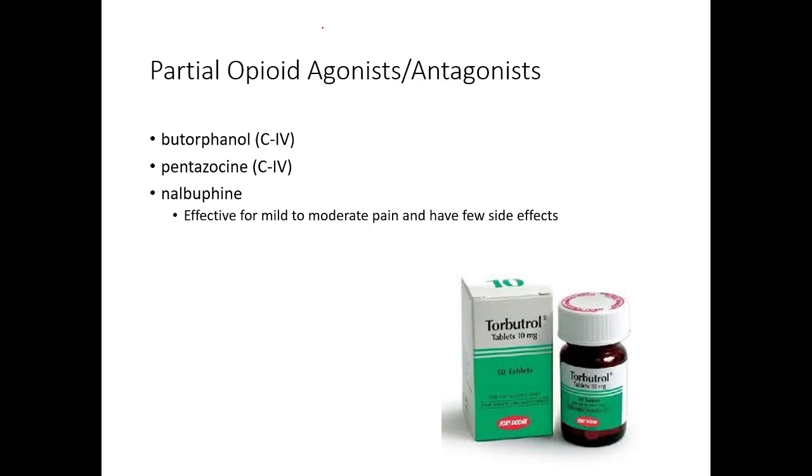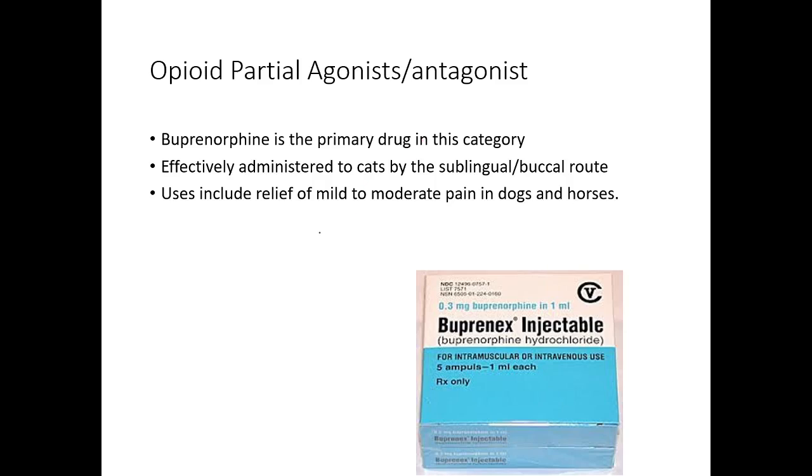Some partial agonists and antagonists include butorphanol, pentazocine, and nalbuphine. These are effective for mild to moderate pain and have few side effects, and they can also be used as an antagonist in some cases.